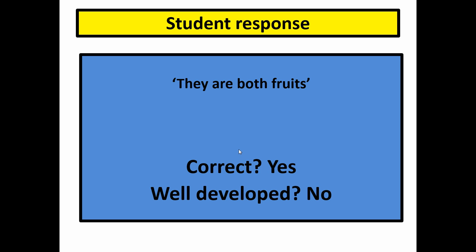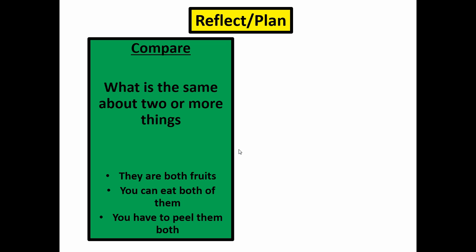So you need to think about how you are writing your answers. I went back to my class and said, fair enough, they are both fruits, that is a correct answer, but you need to develop your answers in a much more sensible way. So let's go back, let's reflect, let's pre-plan the answer, and let's do it again.